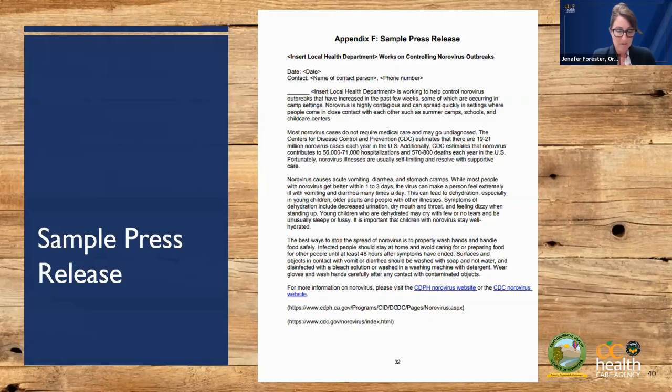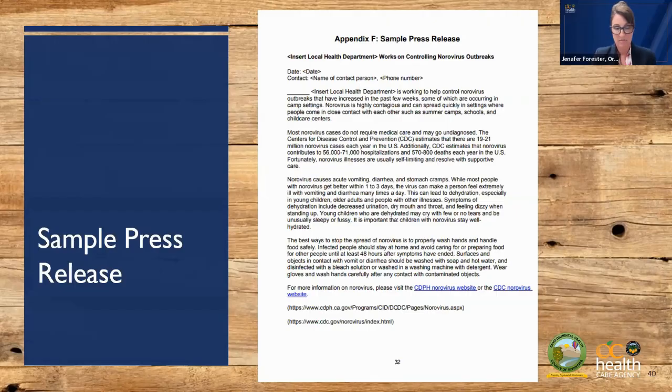This includes, 1, norovirus being highly contagious and can spread quickly in settings with close contact, such as an organized camp. 2, most norovirus cases do not require medical care and may go undiagnosed. And 3, CDC estimates 19 to 21 million norovirus cases are documented in the U.S. each year. 4, norovirus symptoms include acute vomiting, diarrhea, and stomach cramps. Most people recover from norovirus in 1 to 3 days. It also covers what to do if you have norovirus, such as staying well hydrated, and provides other steps to stop the spread of norovirus.